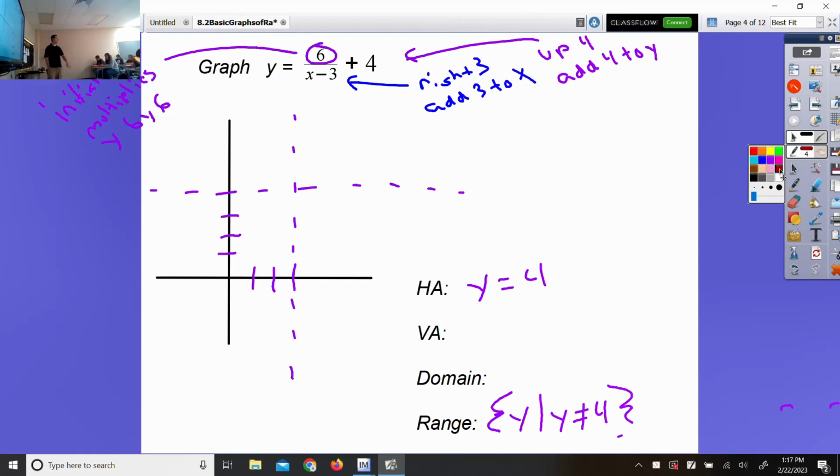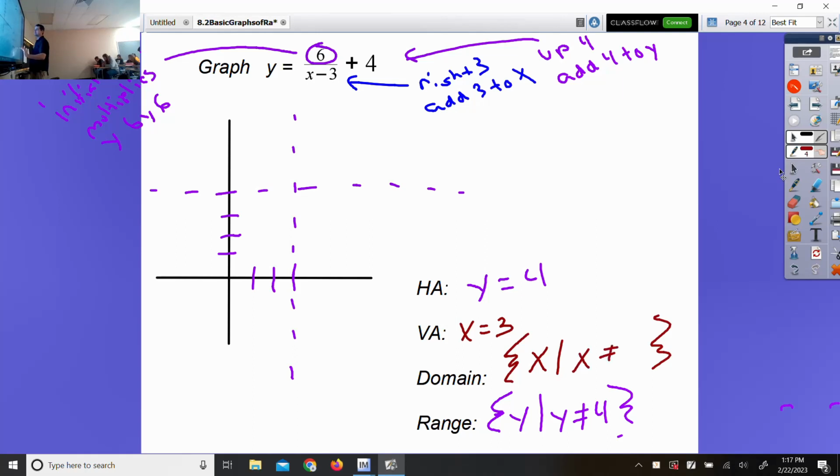The vertical line there. What's the equation for the vertical asymptote? X equals -3. Positive 3. Oh, right. Can you cross vertical asymptotes? Nope. What's the domain? Sounds good to me.